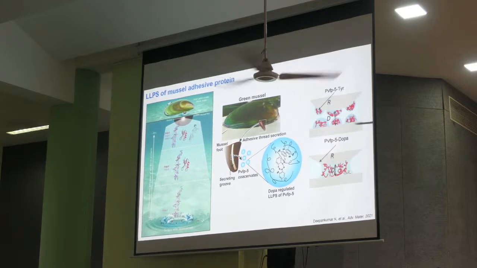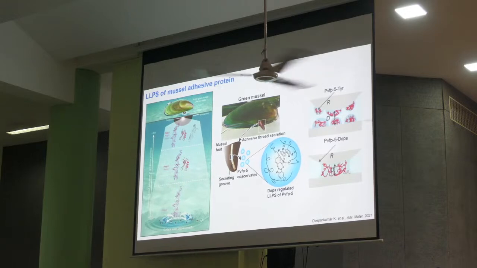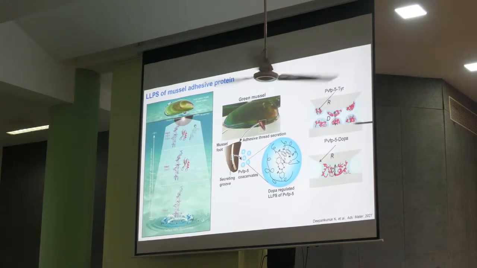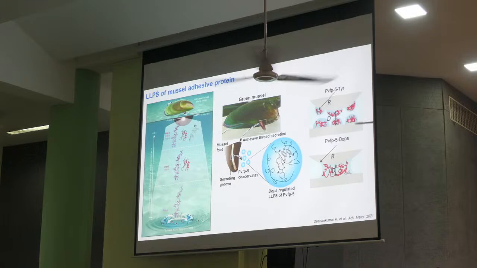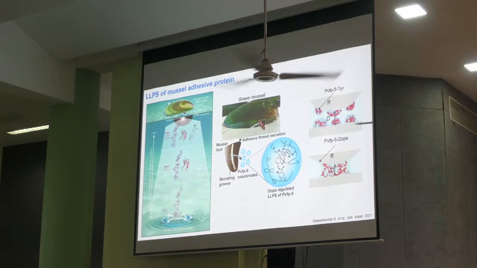So this mussel adhesive foot protein, when they tried to analyze it, initially it was a tyrosine protein when it is released from the foot. When it goes through post-translational modification, the tyrosine is converted to DOPA. So we wanted to see how the molecular level changes when we develop our protein, correct, to modify it to DOPA, and how that changes the behavior.